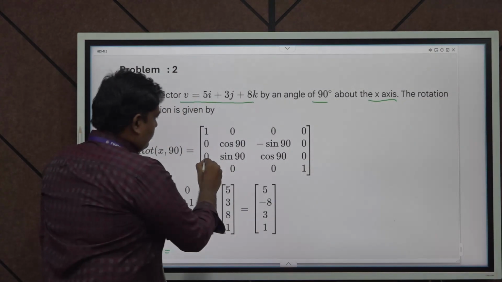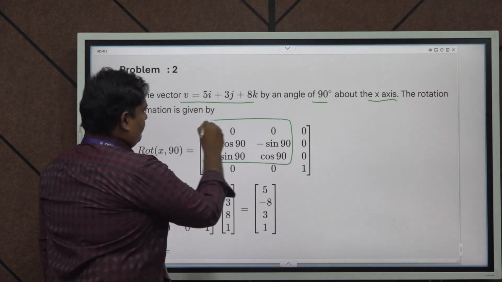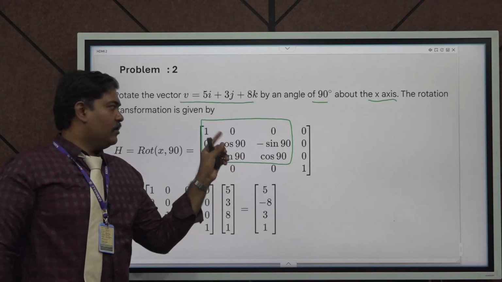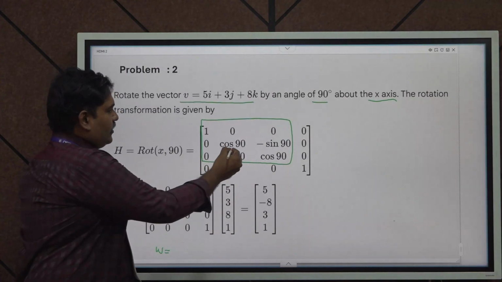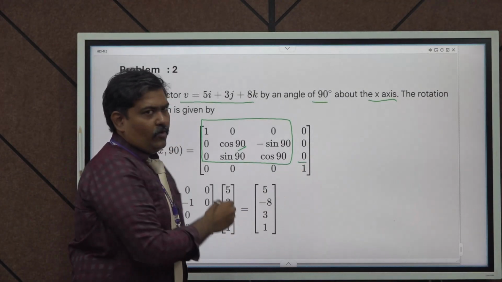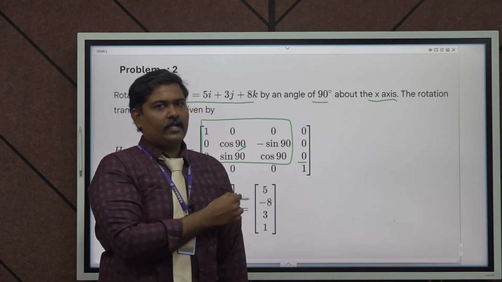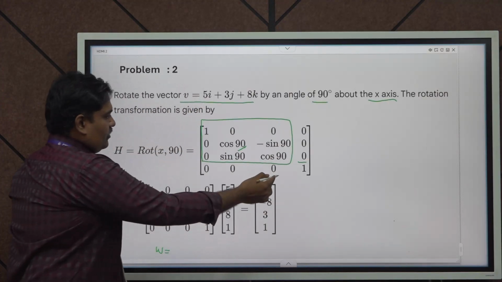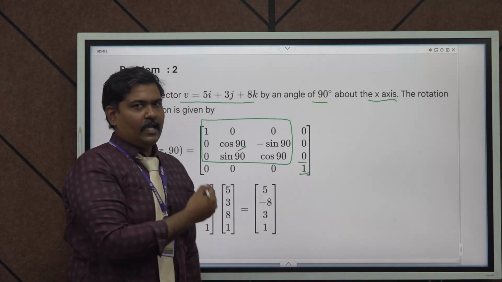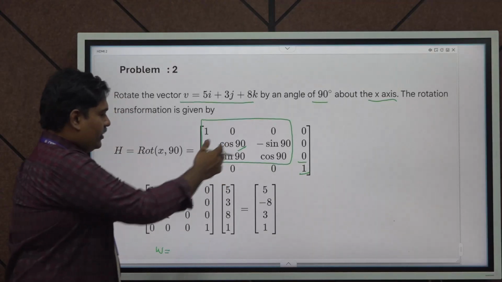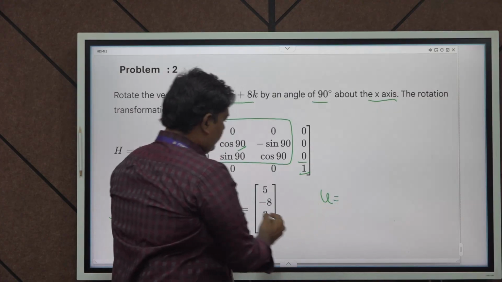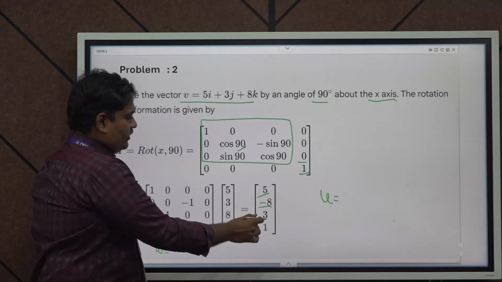So we have to write this value in the 3x3 rotation matrix, and here the theta value is 90 degrees. Here there is no information about the position vector, so we can keep it as 0, and the perspective vector is also 0, and we have scaling factor 1. On substituting these values, the new vector U is equal to 5, minus 8, 3, 1.